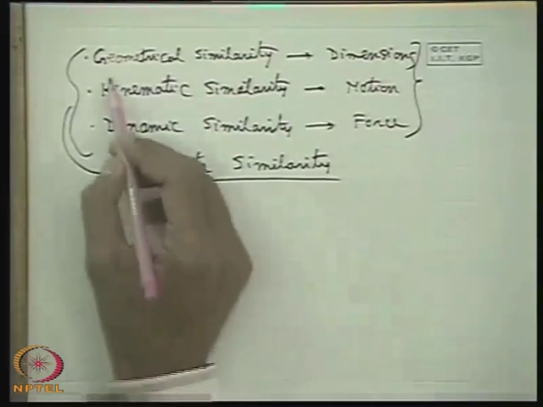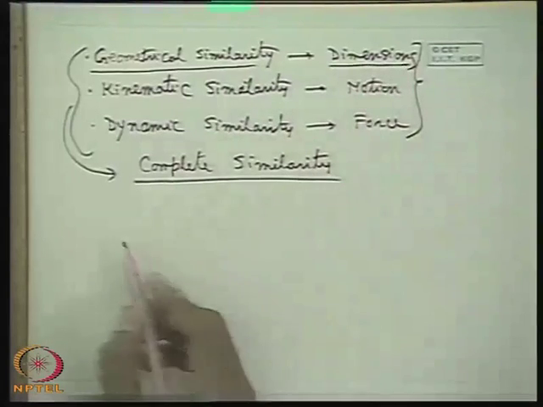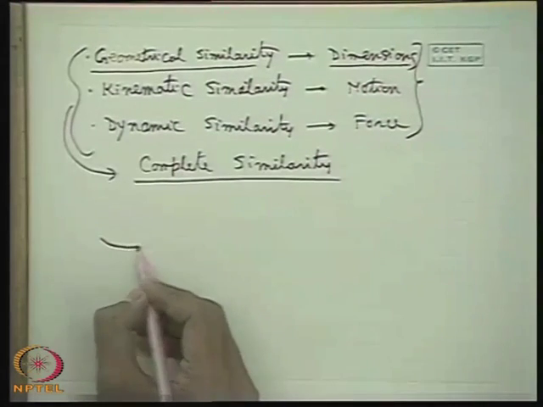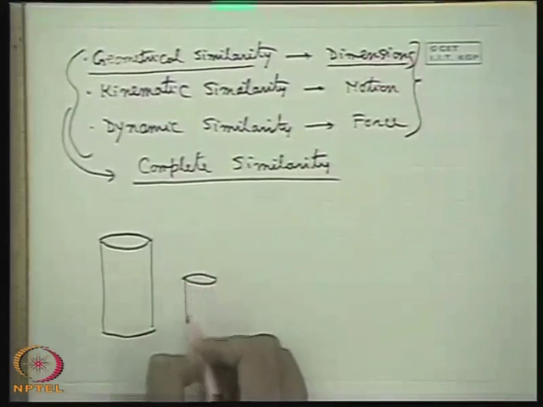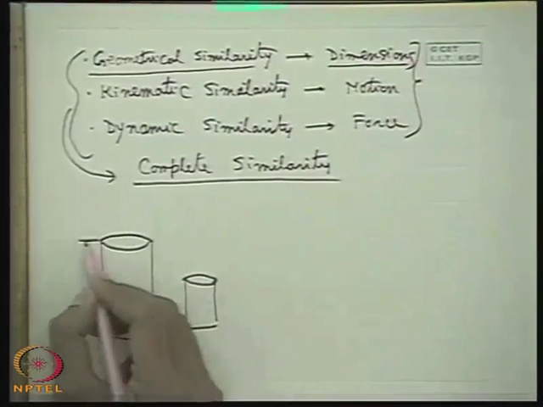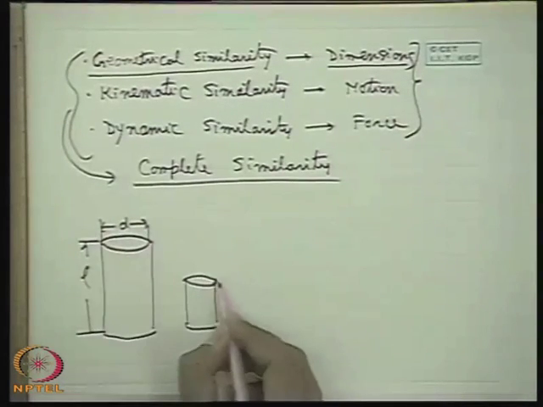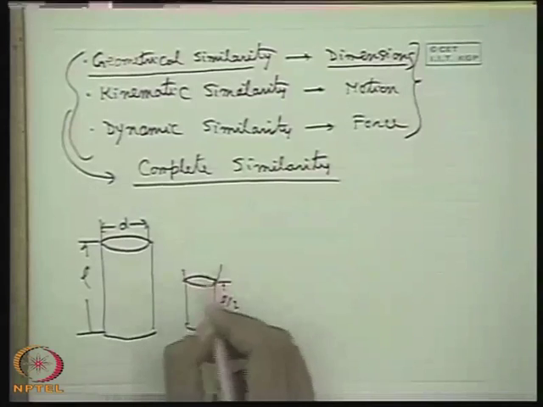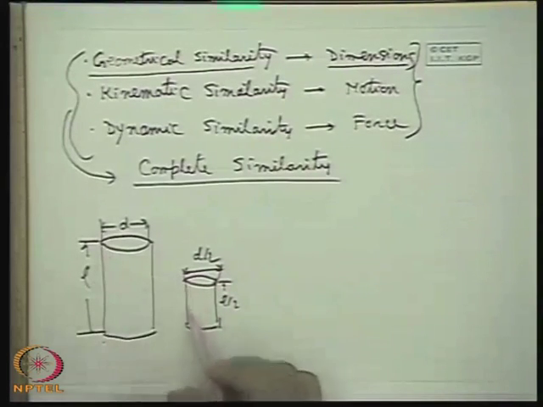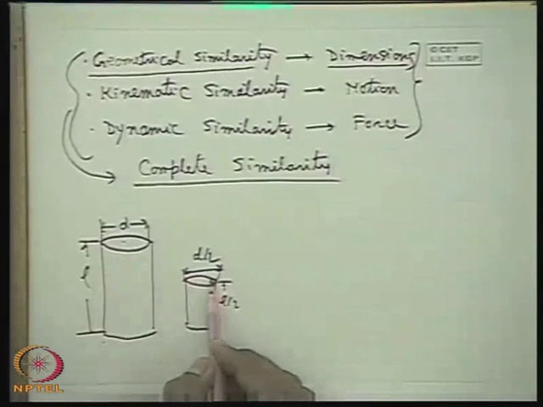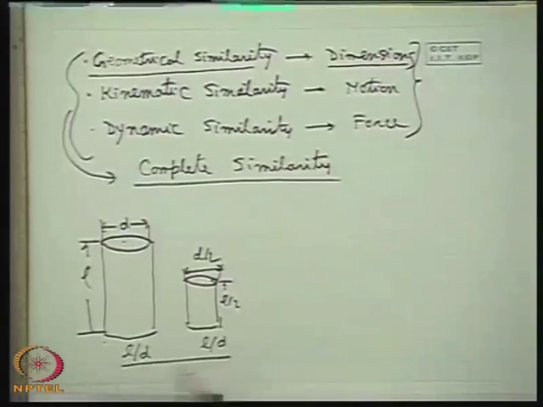So geometrical similarity means the corresponding geometrical dimensions will be in the same ratio. If we consider two cylinders, they are geometrically similar when, if this length is L and this is the diameter D, I halve the length and halve the diameter. Because the ratio of the lengths of the two cylinders is equal to the ratio of the diameters of the two cylinders. Or we can say L by D is the same for both cases.